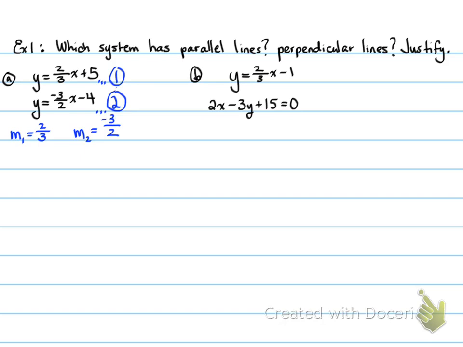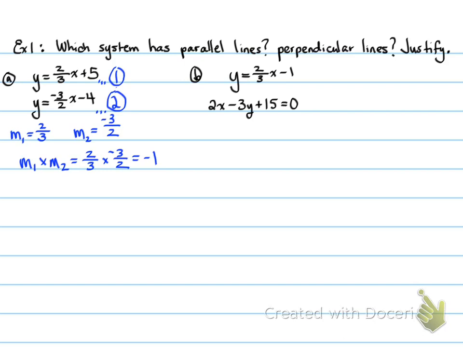So now what we need to do is look at the slopes. Are they equal? Nope. But if I take the slope of 1 and I multiply it by the slope of the second one, let's multiply them. Well, we'll have 2 times -3, which is -6, over 3 times 2, which is 6, and -6/6 is equal to -1. That is, when I multiply the two slopes, that equals -1.